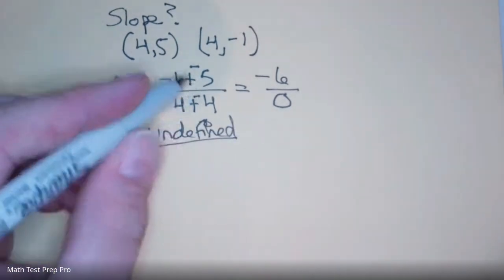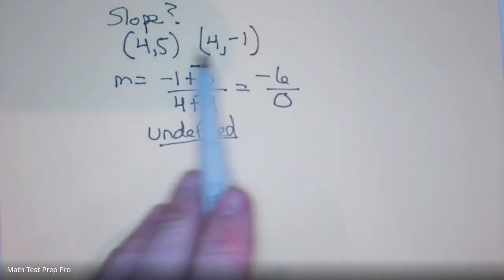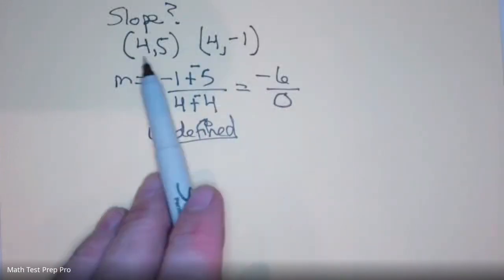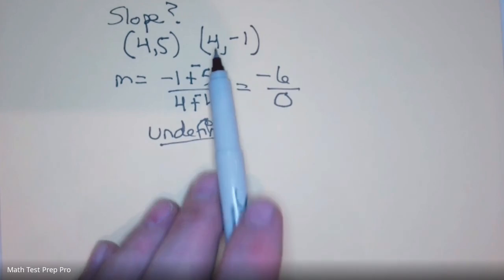Now what you can do is try to do something different. You could try switching them, switching the direction that you subtract, but you're still going to come up with 4 minus 4 on the bottom. So it's going to be undefined.